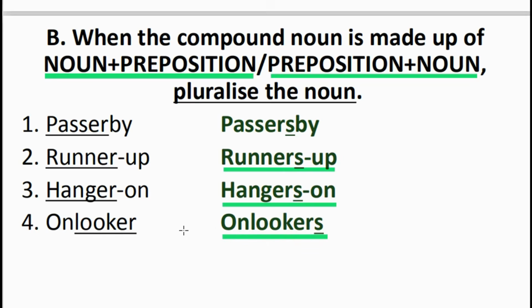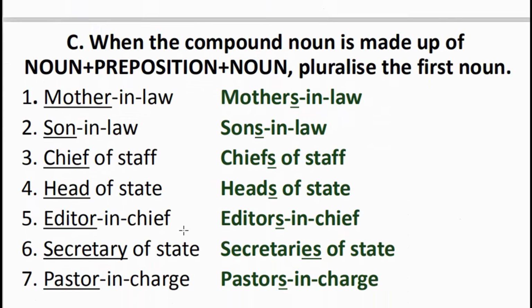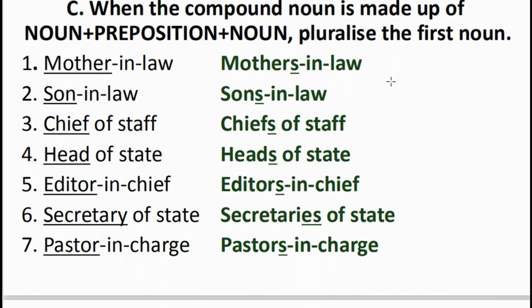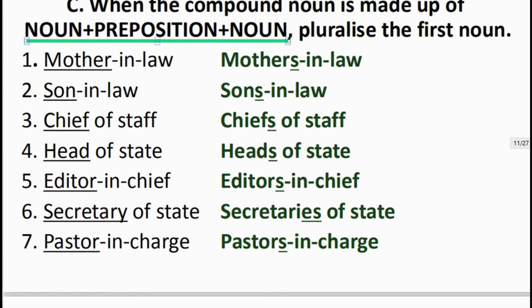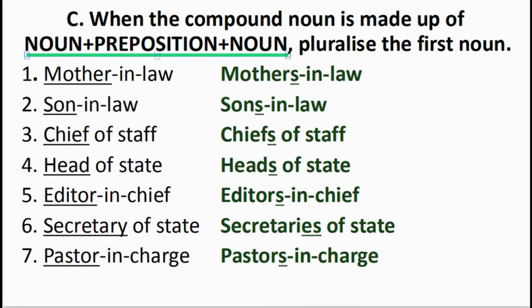Onlooker becomes onlookers. The next rule says when the compound noun is made up of noun plus preposition plus noun, pluralize the first noun. Now in this case we have two nouns. There is a noun, then followed by a preposition, then followed by another noun. Then in this case it is the first noun that we are going to pluralize. Let's see. Mother-in-law becomes mothers-in-law.